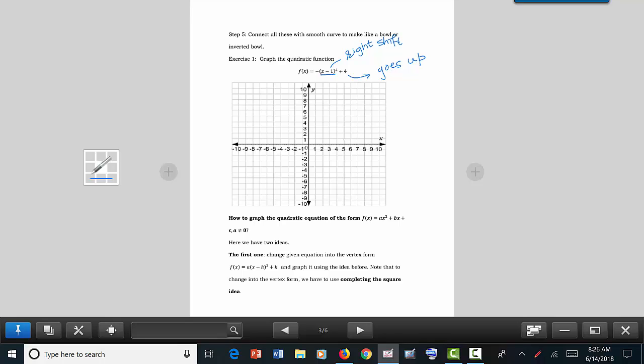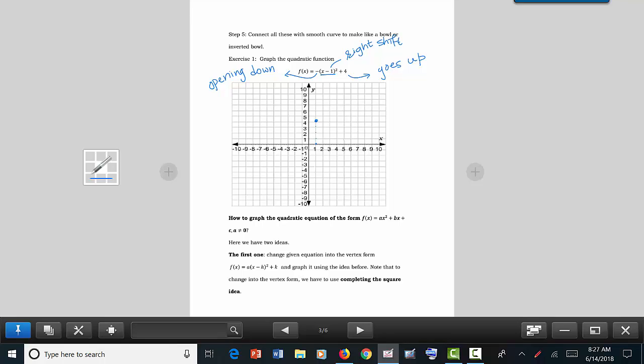So, how many units is it going right? 1 unit right and 4 units up. 1, 2, 3, 4. So this is the point. In fact, that is the vertex. Another thing we can see: if this is negative, then it is concave down, or opening down. So that also we took care of.